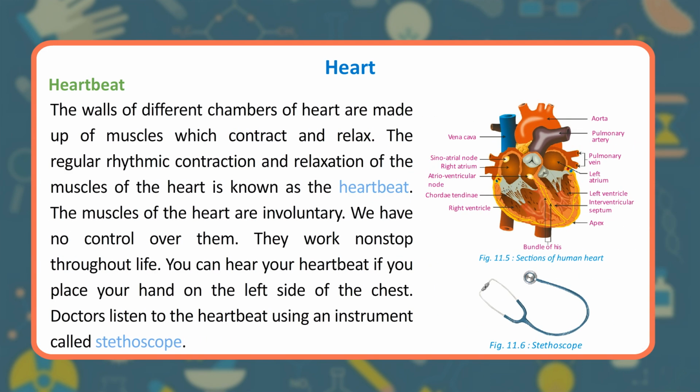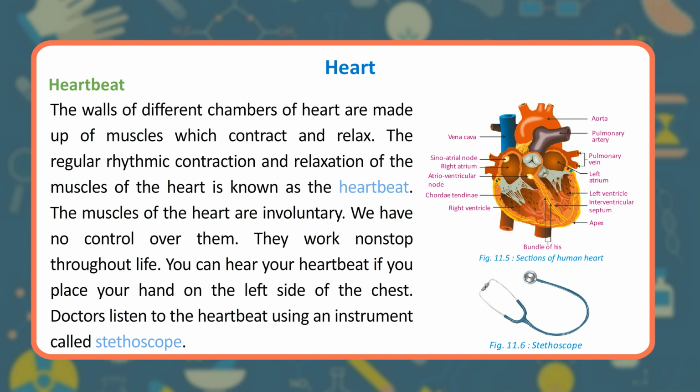Heartbeat. The walls of different chambers of the heart are made up of muscles which contract and relax. The regular rhythmic contraction and relaxation of the muscles of the heart is known as the heartbeat. The muscles of the heart are involuntary. We have no control over them. They work non-stop throughout life. You can hear your heartbeat if you place your hand on the left side of the chest.